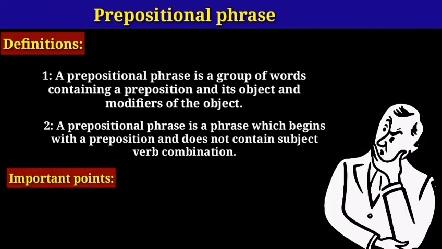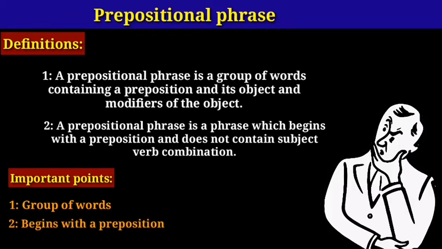First point is group of words. It means that wherever you see a prepositional phrase, it will be a group of words. Second point, begins with a preposition. It means that wherever you see a prepositional phrase, it will start or begin with a preposition. Third point, having no subject-verb combination. It means that a prepositional phrase will not consist of subject-verb combination as a sentence or a clause has.